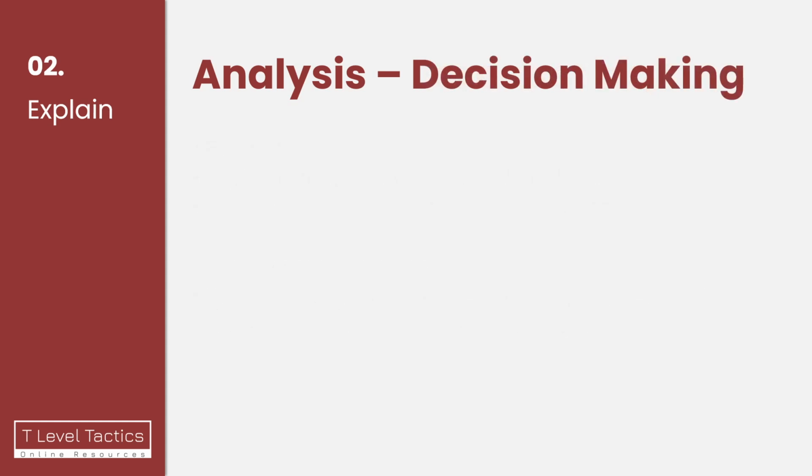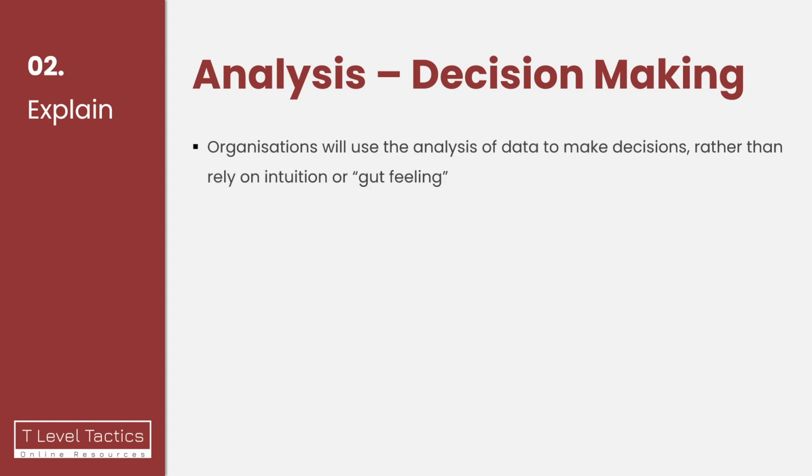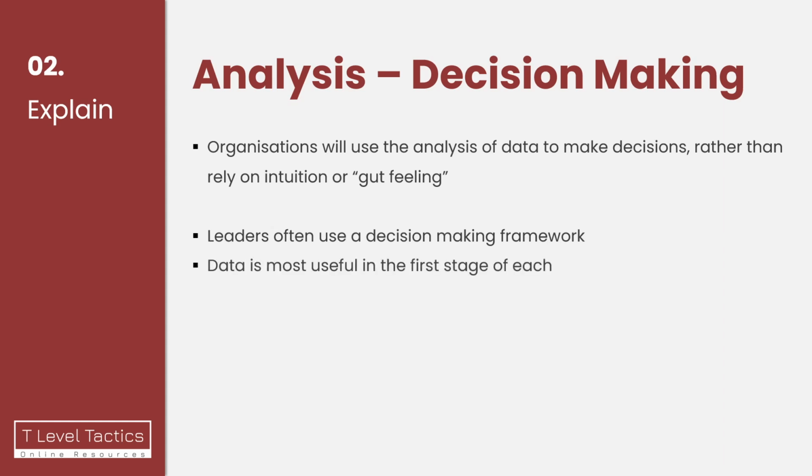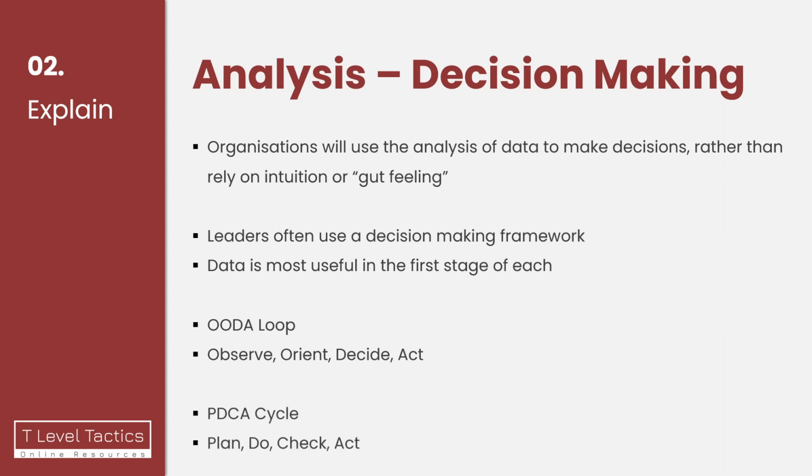And we can use our analysis for decision making. Organizations will use the analysis of data to make decisions rather than just relying on their intuition or gut feeling. And leaders will often use a decision-making framework to do this. Data is most useful in the first stage of each. Two example frameworks include the OODA loop, which stands for Observe, Orient, Decide, and Act, or the PDCA cycle, which stands for Plan, Do, Check, Act.